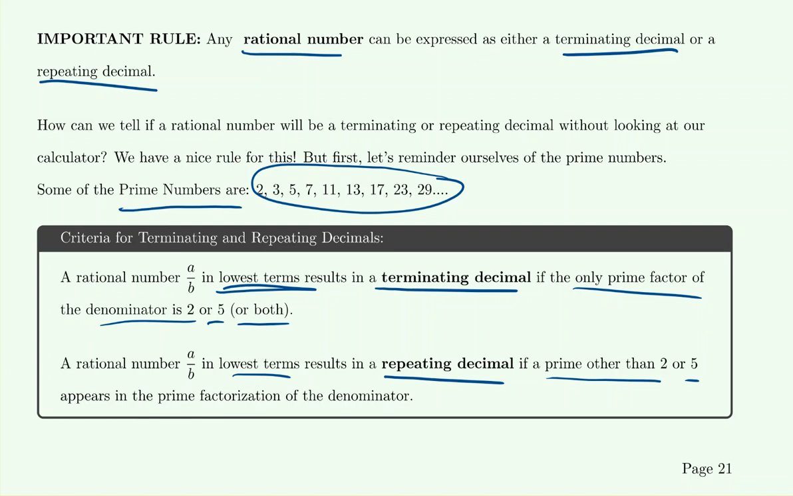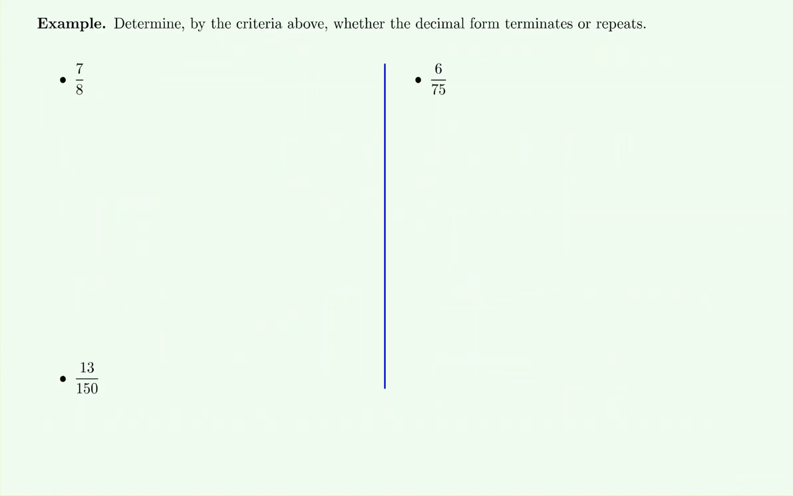Let's go through some examples of this. Based on the above criteria, we need to understand if these are going to be terminating or repeating decimals. We know that in both cases, you've got to look at the lowest form of the fraction. So let's first consider whether each of these fractions is in lowest form. Once we simplify them if necessary, then we'll start applying our criteria from above. 7 and 8 have nothing in common other than 1 as a common factor, so it's in lowest terms. We can start evaluating it.